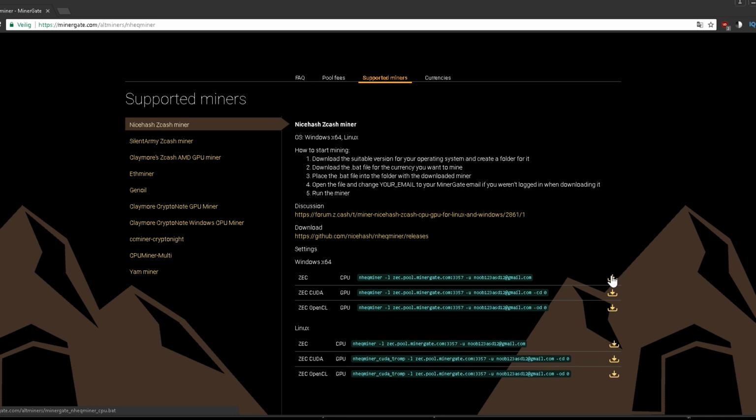And also you can download here, with this button, a bat file. You will get a false positive in some browsers saying that it's a dangerous file. That is just a false positive, so don't worry about that.